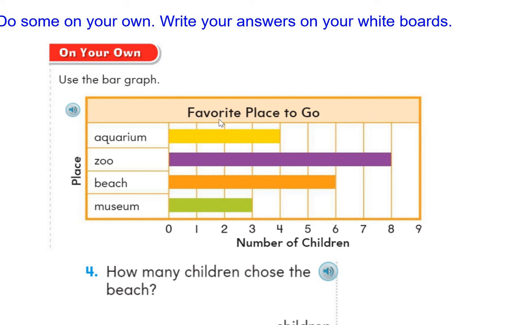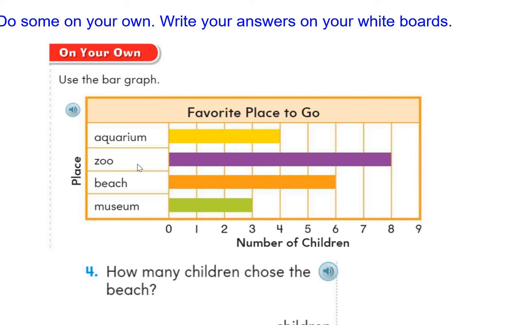Okay, title, favorite places to go. And down this side, we have labeled these things places: aquarium, zoo, beach, museum. An aquarium is a place where you go just to see water animals. Okay. And then down here is the number of children who went to these places.